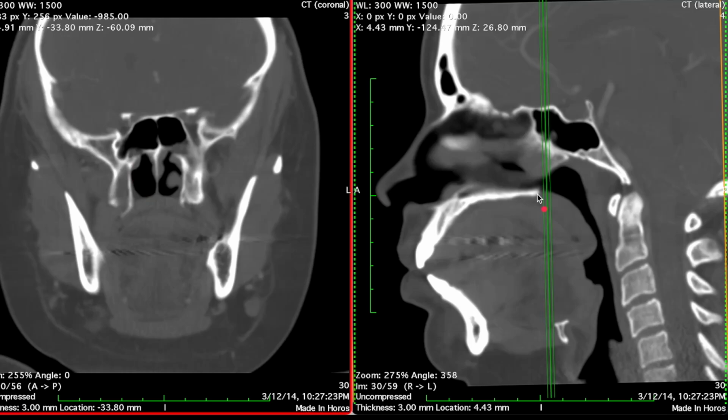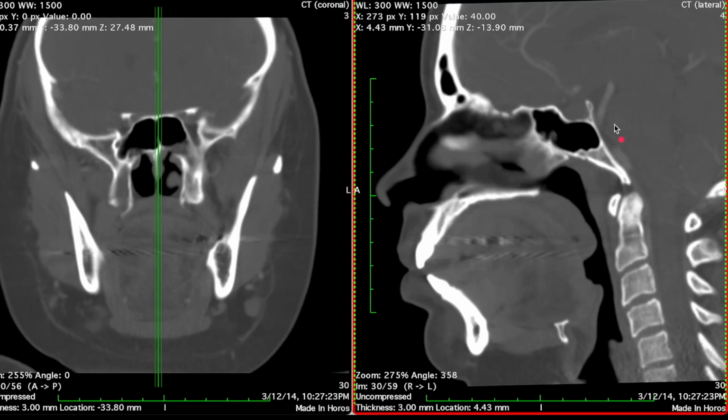Just deep to the choana, we're exiting the nasal cavity, but we're entering the pharynx. More specifically, we're entering into the superiormost portion of the pharynx, the nasopharynx. The pharynx is subdivided into three parts. The nasopharynx, which is posterior to the nasal cavity and extends to the level of the soft palate, which is the soft part of the roof of your mouth.